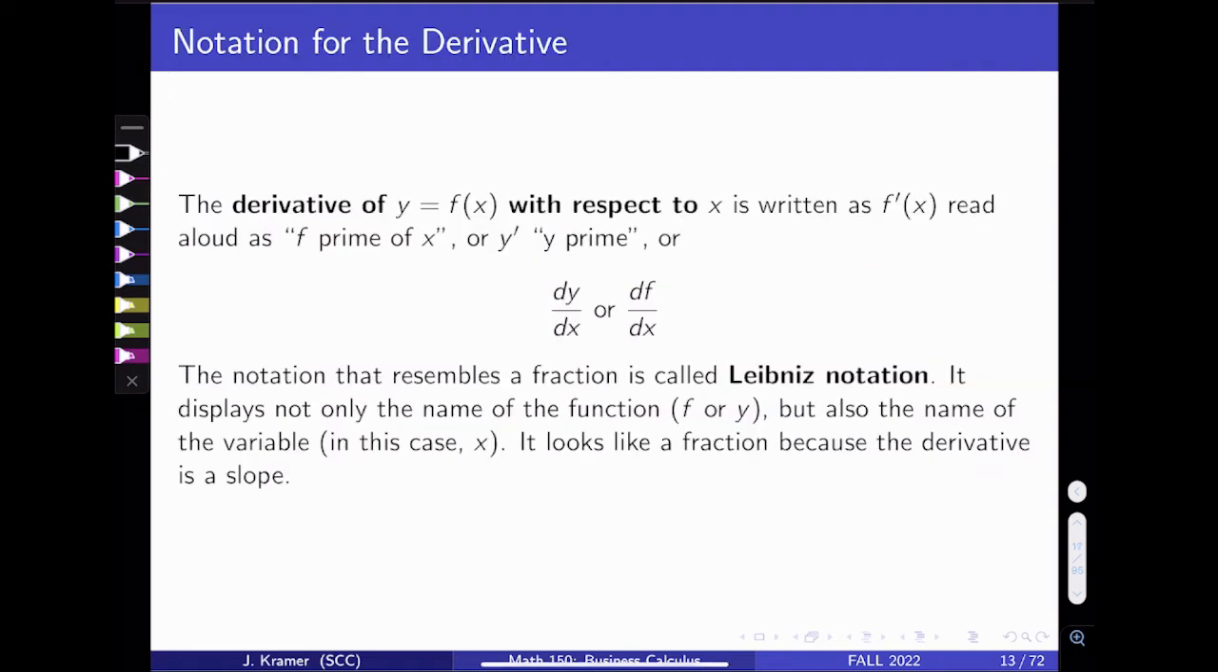For notating the derivative of y equals f of x with respect to x, it's written f prime of x or y prime, or for Leibniz notation, dy dx or df dx. The notation that resembles a fraction is called Leibniz notation. It displays not only the name of the function, f or y, but also the name of the variable, in this case, x. It looks like a fraction because the derivative is a slope, so it's a rate of change where it's the change in y with respect to the change in x, and so the fraction tells you that you're taking a derivative of a function with respect to a given input variable, in this case, x.